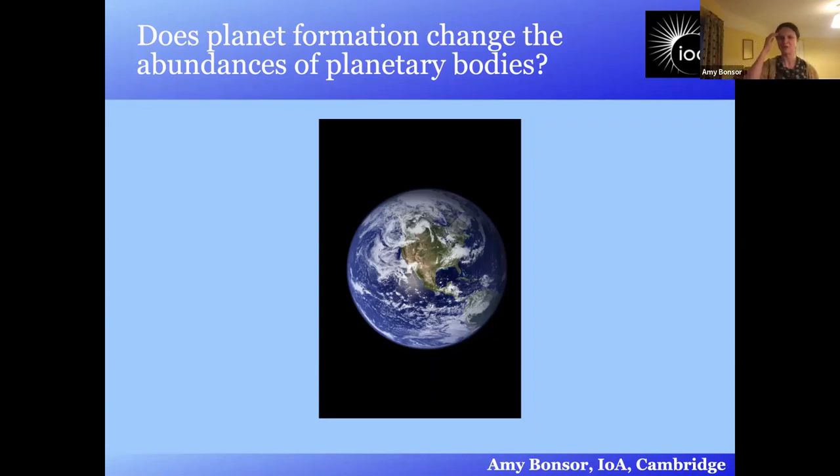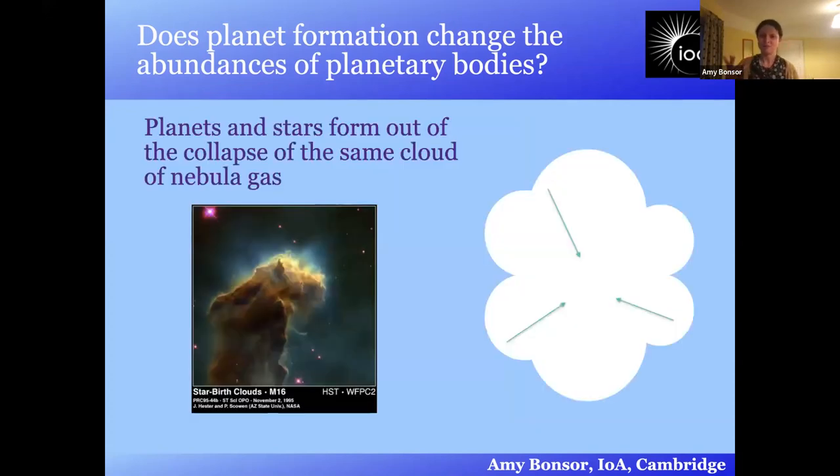And so we've already seen a bit how the white dwarf observations individually can help us to do this, because we can find the most likely explanation for the composition of every individual system. But I'm now going to talk about an even more precise way of working out exactly how planet formation changed the abundances in a given planetary system. This technique relies on the fact that planets and stars both form out of the collapse of the same cloud of nebula gas. And at the same time, that collapse of that cloud of nebula gas is likely to form not just one star, but multiple stars. And so this means that stars in binaries tend to be chemically homogeneous.